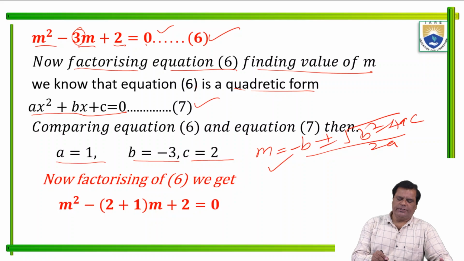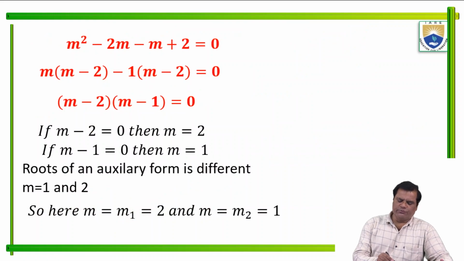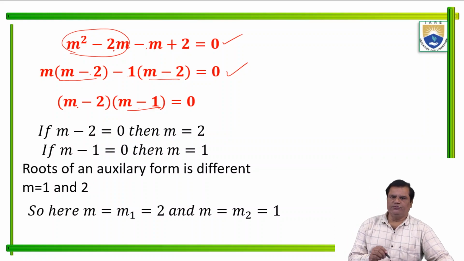Here is 3 and here is 2. So 3 is 2 plus 1, and 2 is 2 into 1. I am putting both values here, so 2 plus 1 in place of 3. So m² - 2m - m + 2 = 0. In two terms m is common: m(m - 2), and -1 common (m - 2) = 0. m - 2 is common, so the next bracket is (m - 1). So (m - 2) and (m - 1) are the factors of the given quadratic equation.